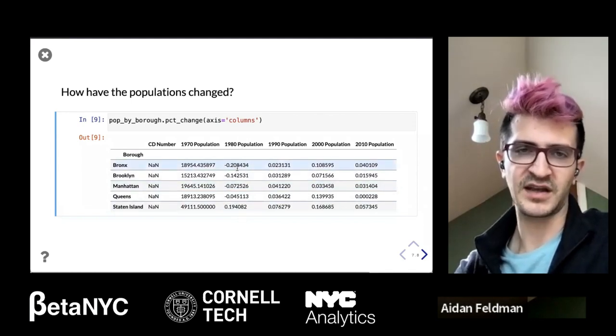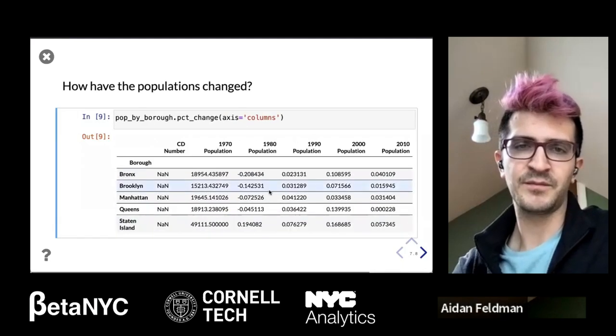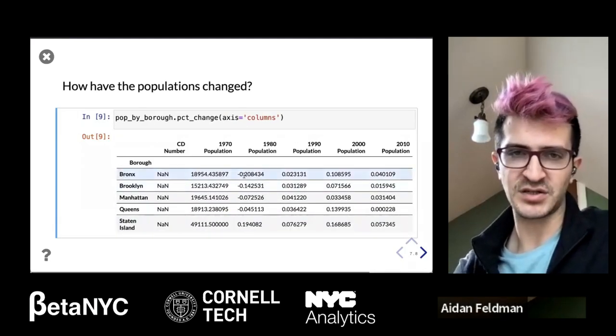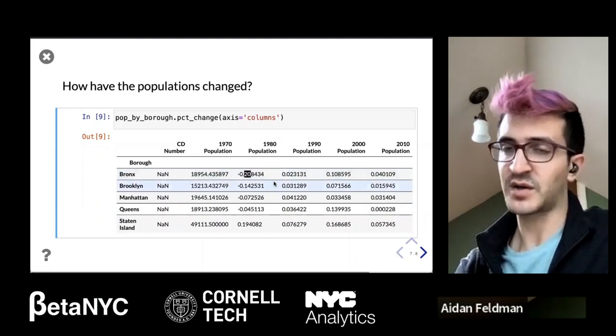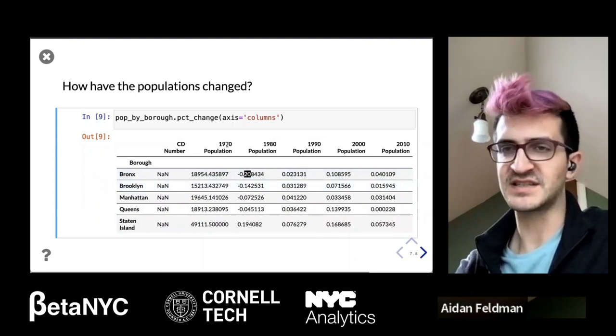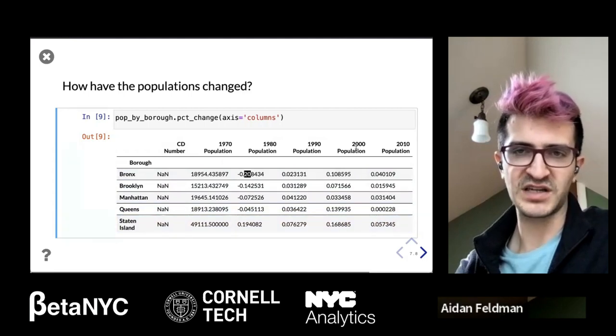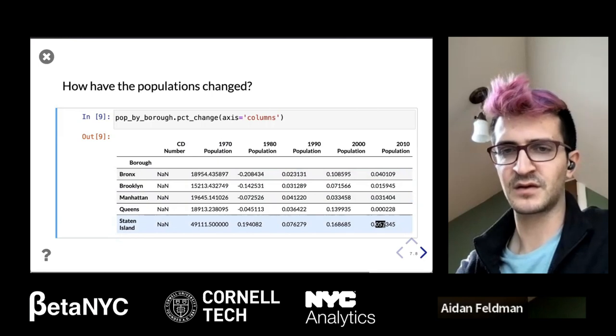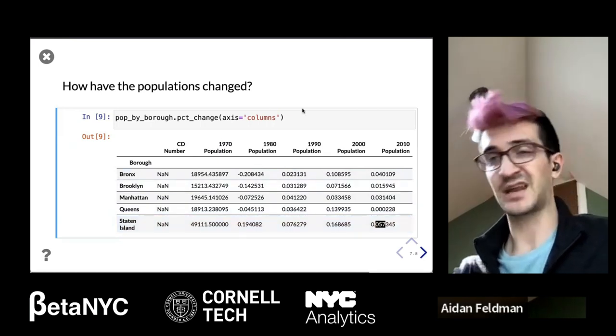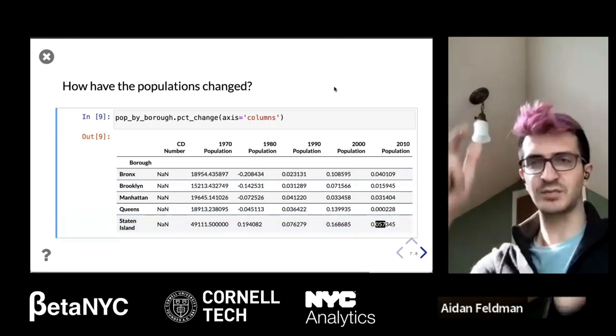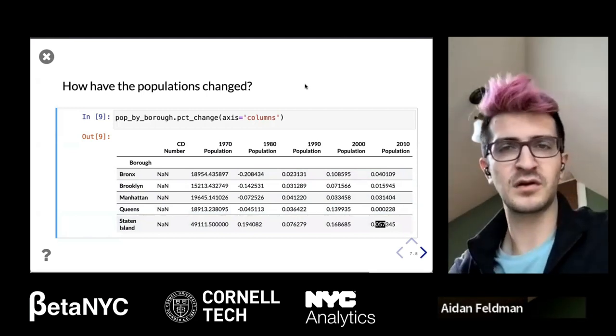So here, this is saying in 1980, the Bronx population decreased by 20% relative to 1970. From 2000 to 2010, Staten Island population increased 5%. Again, you can do this in a spreadsheet, but you have to drag formulas and stuff. It's a little annoying.